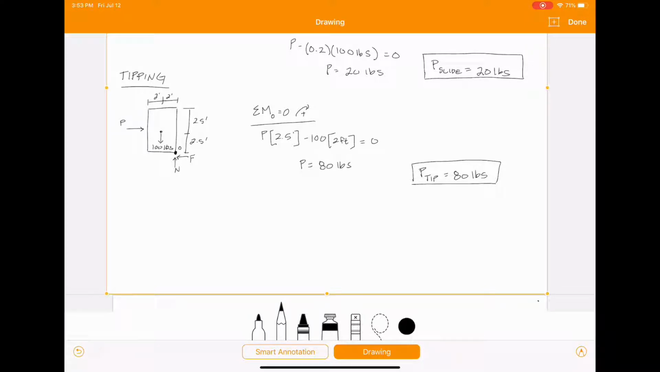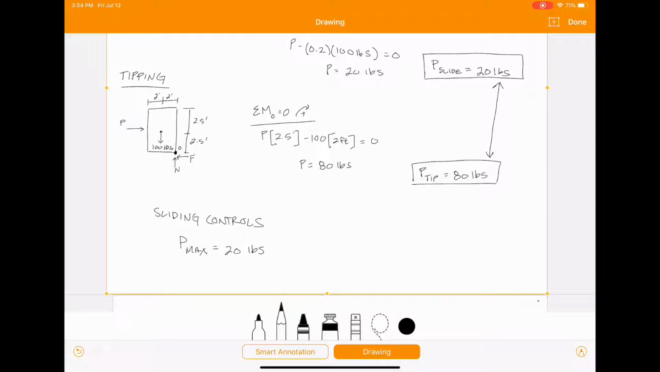So in comparing our P slide and our P tip, we know that it takes less force for it to slide than it does to tip. So therefore, sliding controls and our P max is going to be 20 pounds.